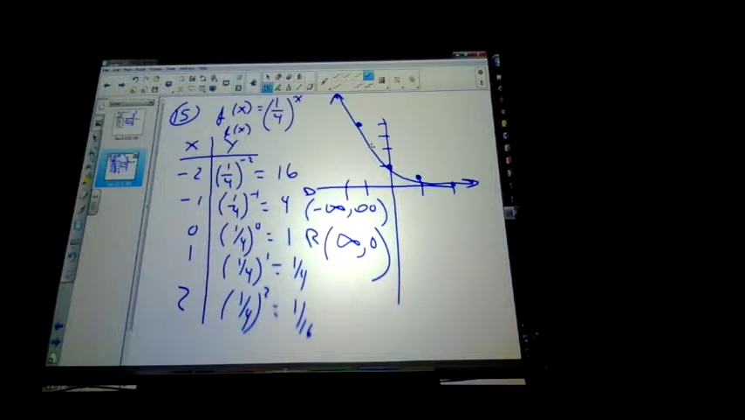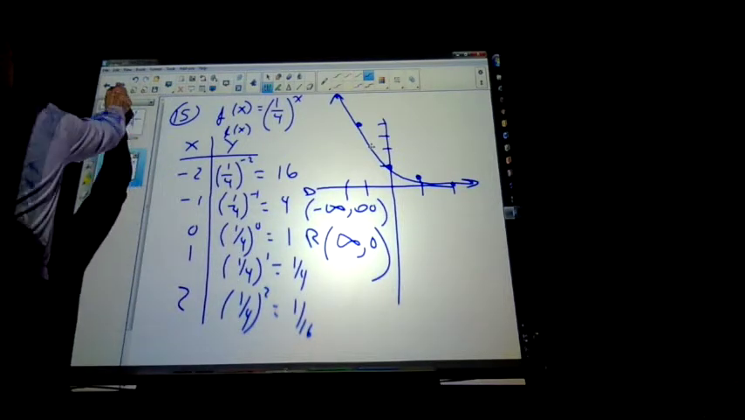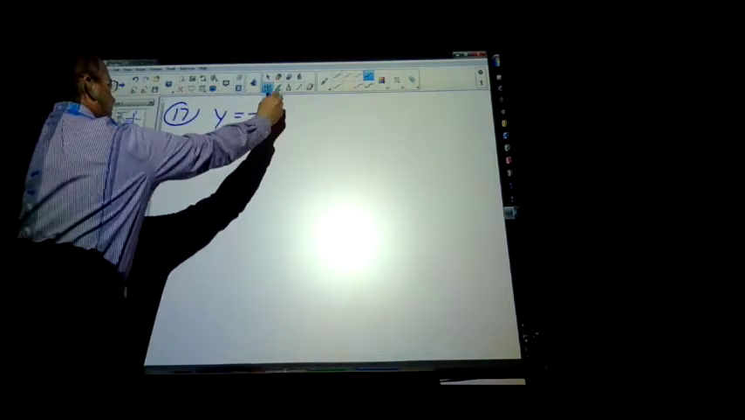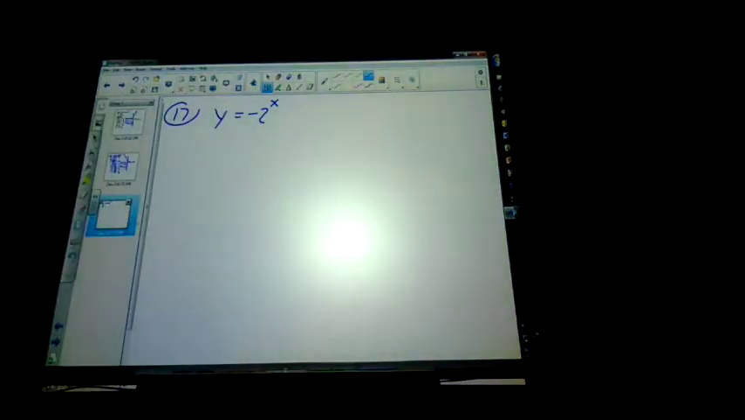So what are some ideas for a negative for the base? Any ideas? Someone's got Siri on.